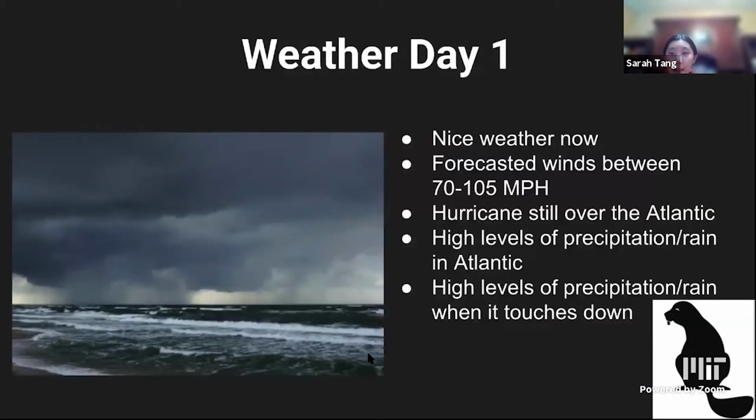The weather over the mainland is good right now because the hurricane is currently over the Atlantic. It is forecasted that there will be winds between 70 to 105 miles per hour. There are high levels of precipitation in the Atlantic, so we forecast that there will be high levels of precipitation when the hurricane touches down. And now we will be moving on to Tejas, who will be explaining an overview of the projections, analysis, and evacuation in shelter zones.